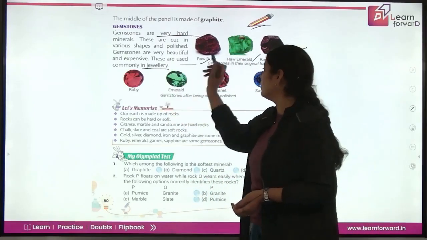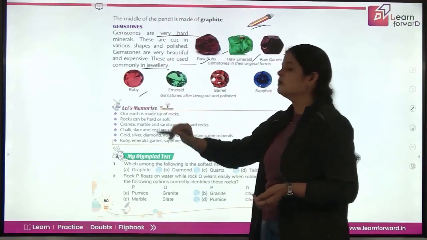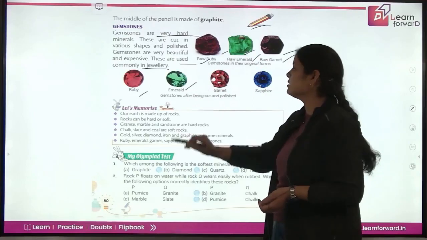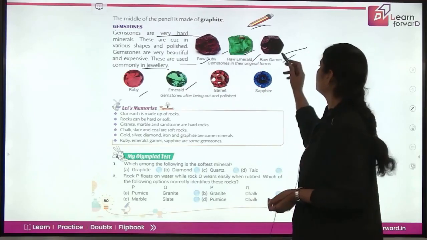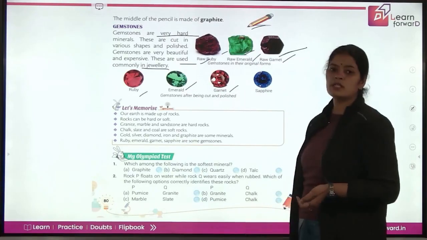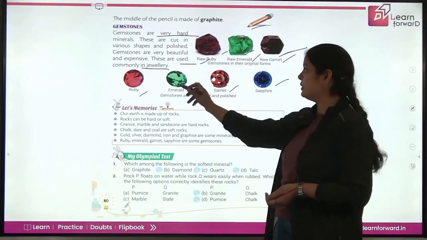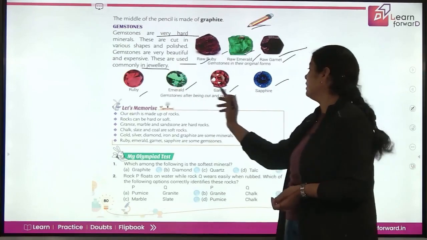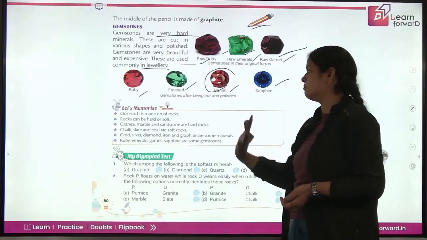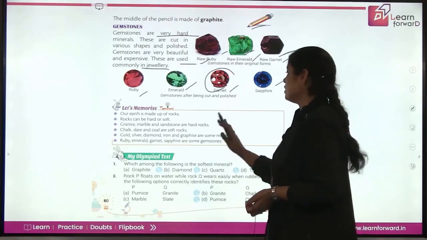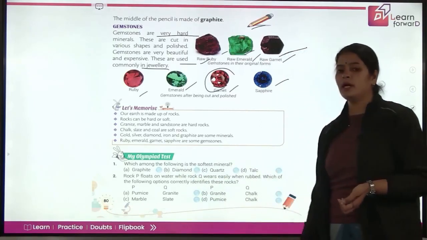Now this is raw ruby, this is a polished and cut ruby. This is a raw emerald, this is a polished emerald. This is a garnet, again a polished garnet, and this is a sapphire. Neelam, panna, ruby is ruby and garnet. Both are similar in appearance. So now next, come to your Olympiad test.